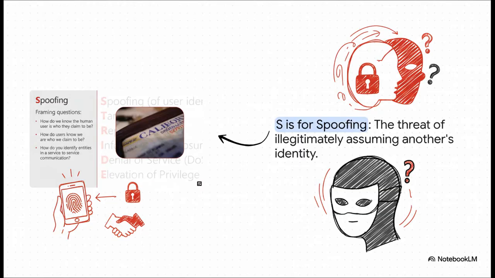The S in STRIDE stands for spoofing. This is all about identity. Think of it like identity theft, but for systems. The key questions you ask here are, how do we know someone is who they claim to be? And on the flip side, how do they know we are who we claim to be? Spoofing is simply the threat of impersonation.